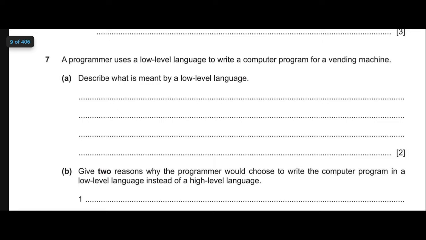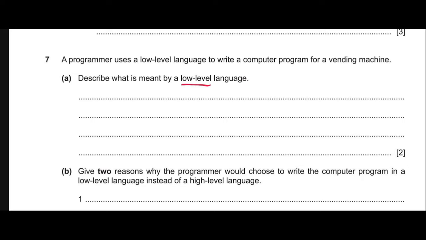Okay, a programmer uses a low-level language to write a computer program for a vending machine. Describe what is meant by a low-level language. Okay, so a low-level language is a language which is not close to human language. For example, Python, C, or C++ are high-level languages, and they use keywords that are close to human language, for example if, else, and functions like print. But low-level languages usually use mnemonics, okay? They have keywords like STO, store, and those instructions. So the instructions are not close to human language. Examples of low-level language are assembly language or machine language.